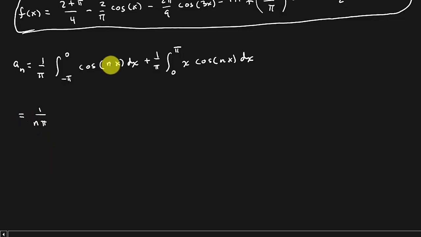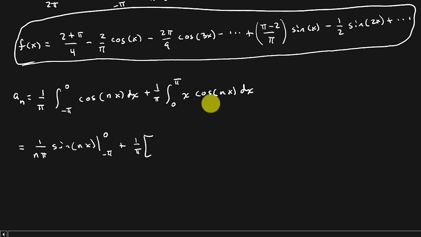Okay, remember you got to multiply by the reciprocal of this coefficient of x, and that's going to be sine nx from negative pi to 0. Okay, all right, and then that's going to be plus 1 over pi times, now for this one we need to go to the side and do parts.